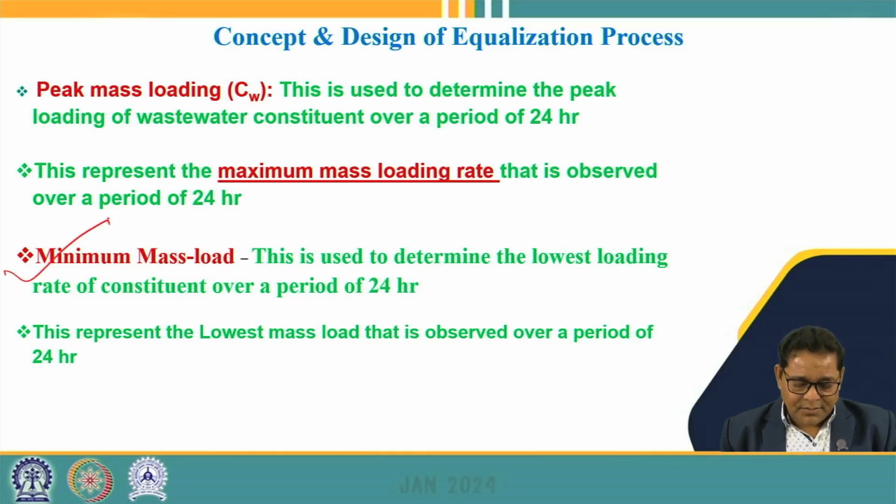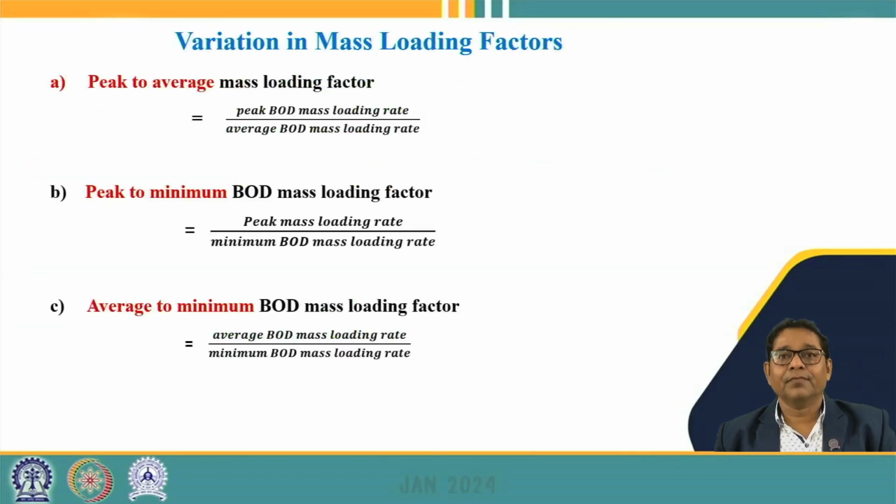Similarly, we have another parameter called the minimum mass loading rate, which is used to determine the lowest loading rate observed in an equalization tank over a period of 24 hours. This represents the minimum value of the mass load at different periods of time.